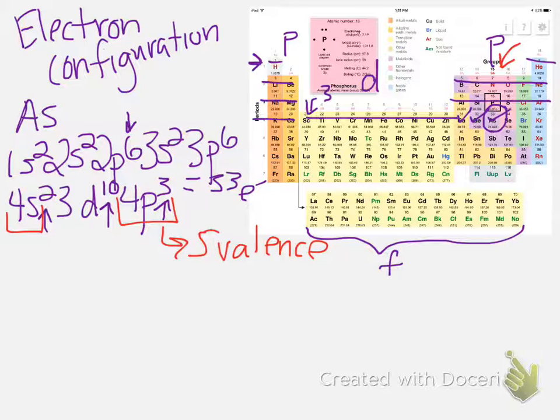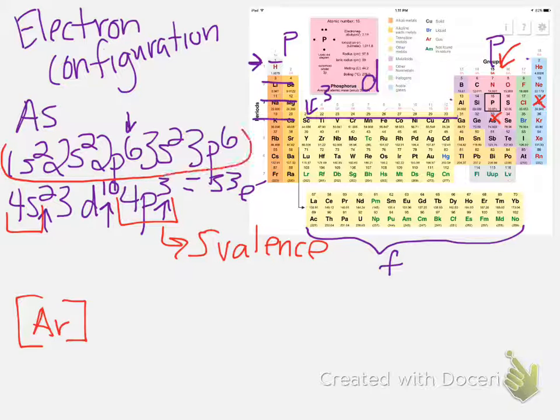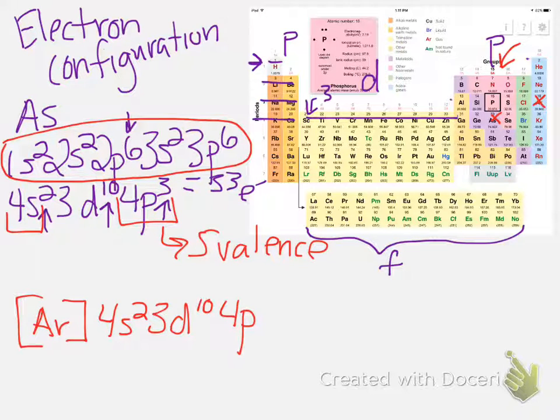Lastly, it's helpful to know how to do the shorthand. There were a lot of things to write down there, and we do have a shorthand to be able to write that out. Remember to do shorthand, you're going to identify, if this was our arsenic, the noble gas in the row before. So by writing argon in brackets, we're taking the place of the electron configuration for that whole first part. So argon in brackets is representing 1s2 all the way through 3p6. At that point, I simply pick up where I left off, and that will complete my shorthand electron configuration.